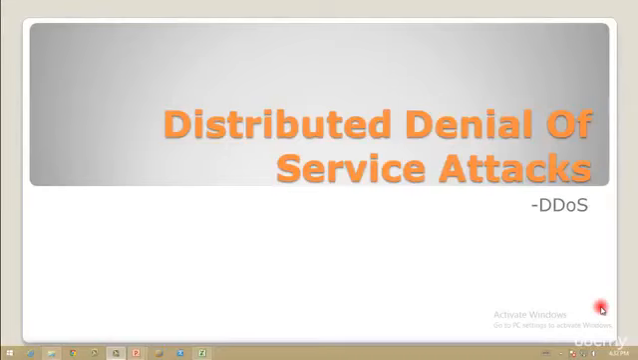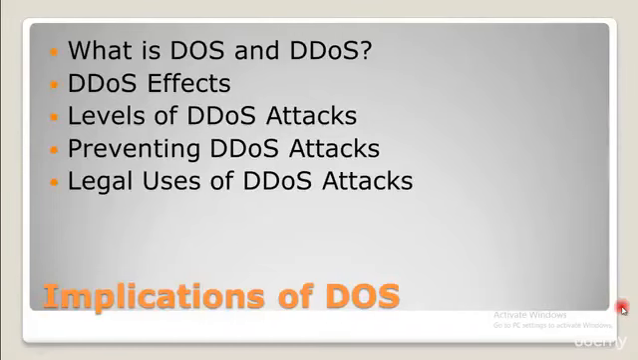So in this tutorial I will be teaching you the denial of service attack, that is DoS, and distributed denial of service attacks. And you don't need to be an expert in anything to go ahead and do a denial of service attack, just a few basic things and you can do that. So to start with, the first thing I would ask is: what is DoS and what is DDoS? What are the effects of DDoS, the levels of DDoS, and preventing it? How can we go ahead and prevent DDoS?